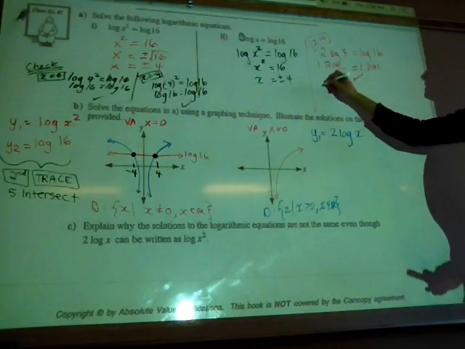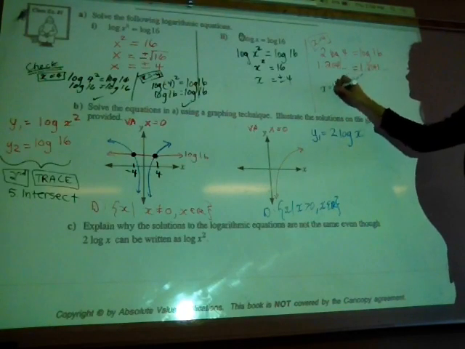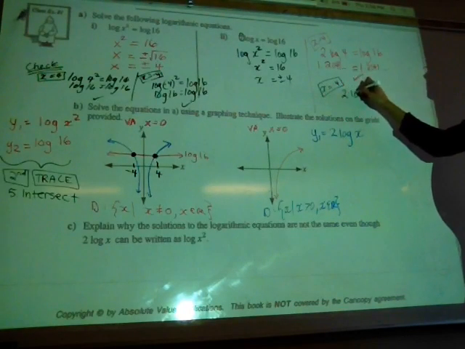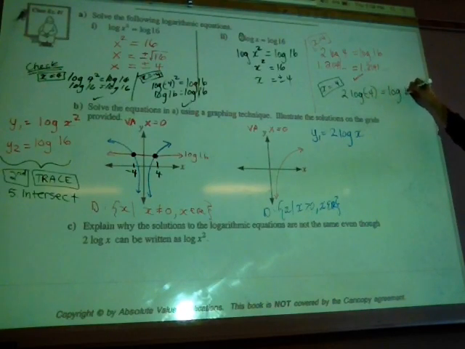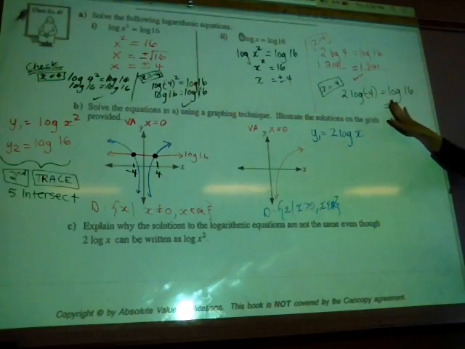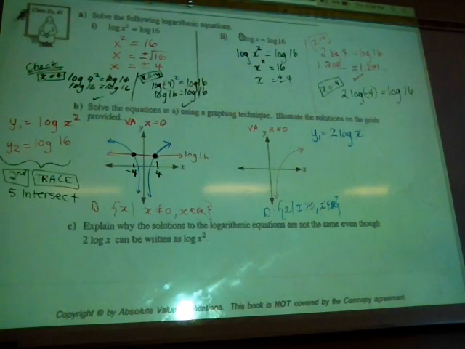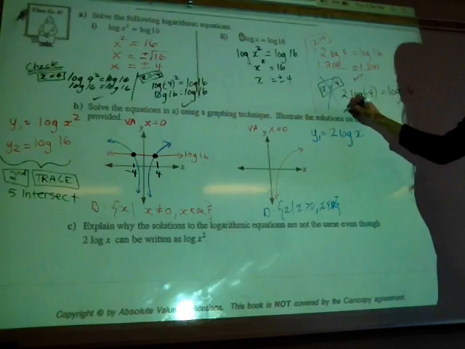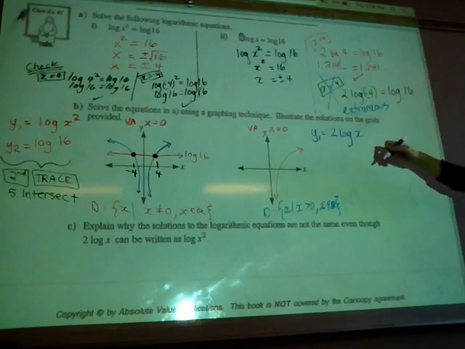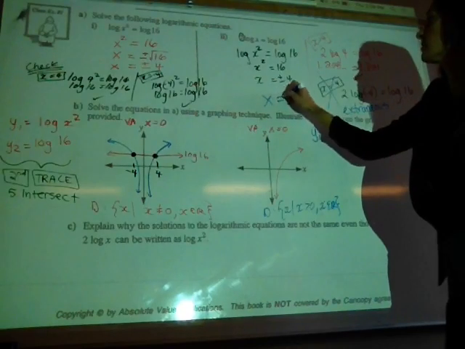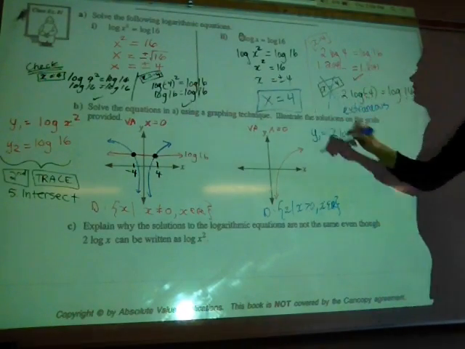Okay, let's check x equals negative 4. 2 times log of negative 4, will that equal log 16? Okay, can we calculate a negative logarithm? Nope, so we're going to get an error. So this is extraneous. So then that concludes that our only solution is x equals positive 4.